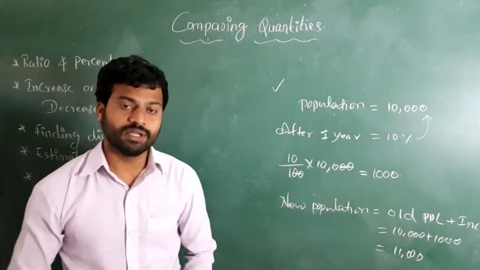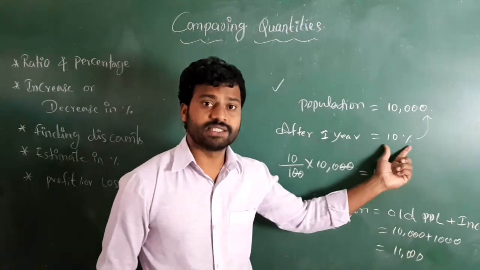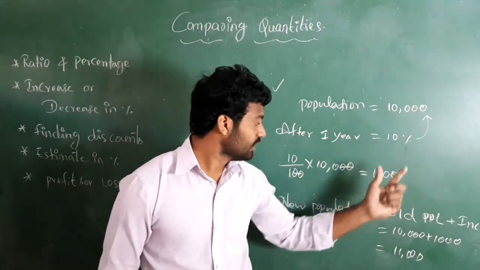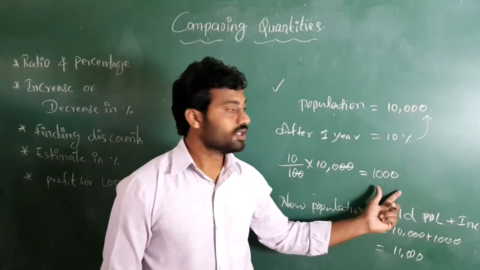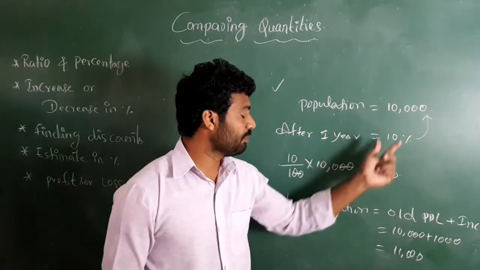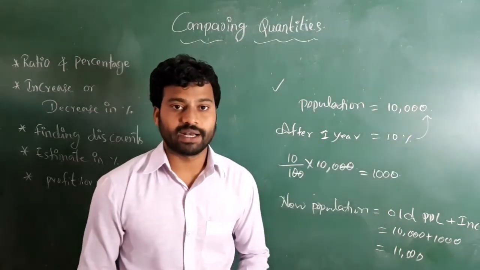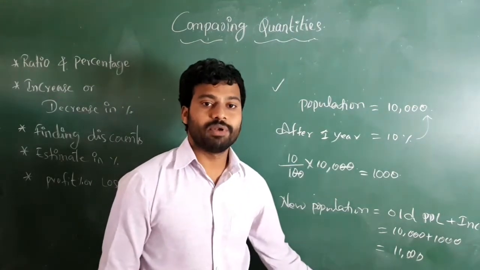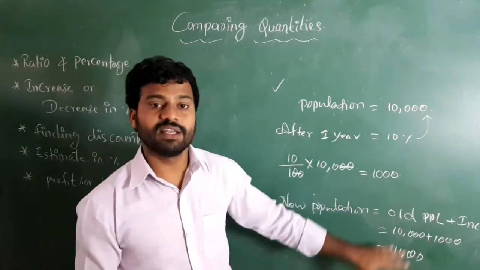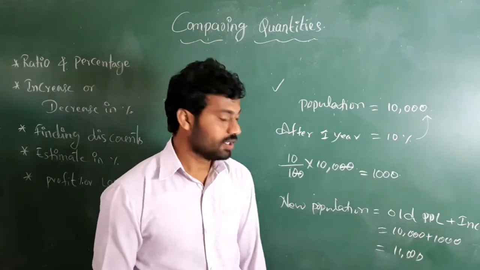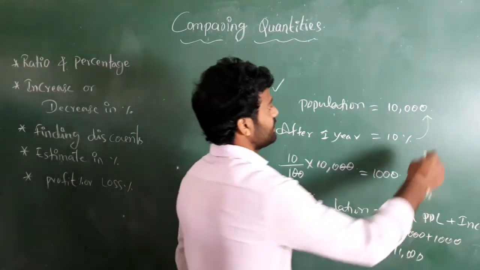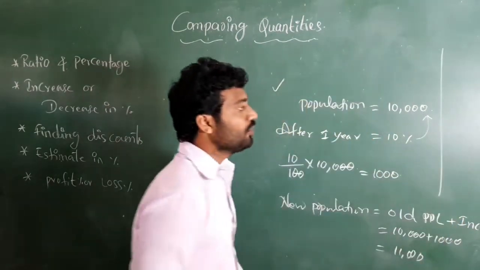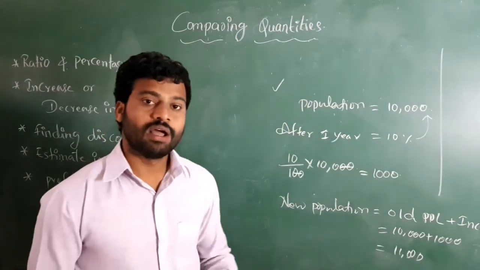Okay, now same for decreasing also. Suppose 10% is decreasing, correct or not? Then you have to find out the 10% value, which is 1000. So from the total people, 1000 you have to subtract. So the present population will be 9000 if it is decreasing. Clear or not? So this is one case. What is the other case? How to find out without doing all this?